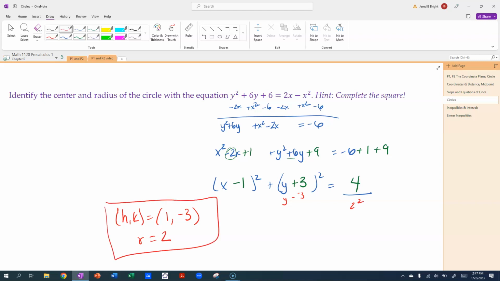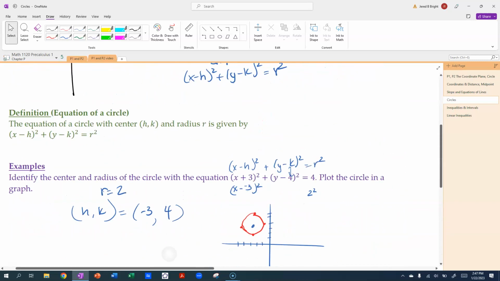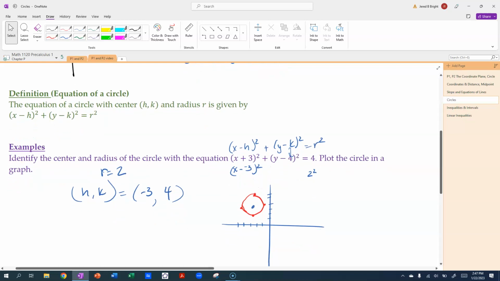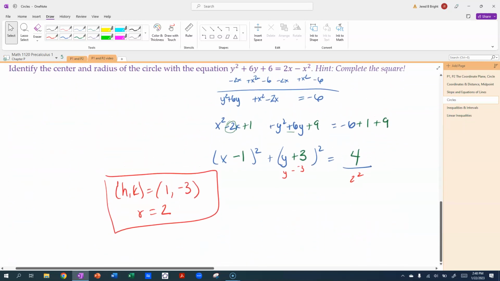So completing the square, if that's a little shaky to you, look up some videos on YouTube or Khan Academy or something and get some practice with that. It is a fun algebraic strategy, but it does take a little bit of work. And with that, we've completed our study of circles. Again, the general equation is x minus h quantity squared plus y minus k quantity squared equals r squared, with center h, k and radius r. We'll get some more practice with this coming soon.